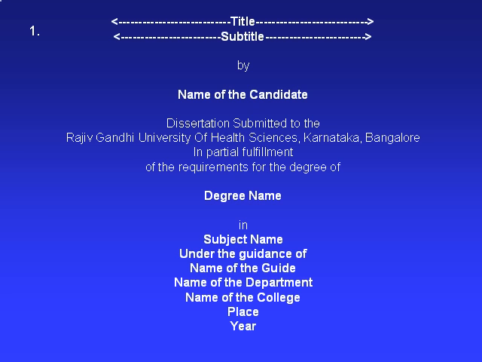There are several certificates to be incorporated. What are they? Number 1. The title and a subtitle, the name of the candidate, and a certificate attesting to the fact that it is a dissertation submitted to RGUHS with the required data as shown here.